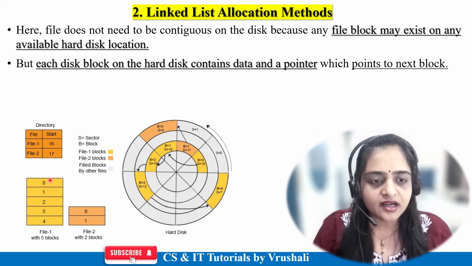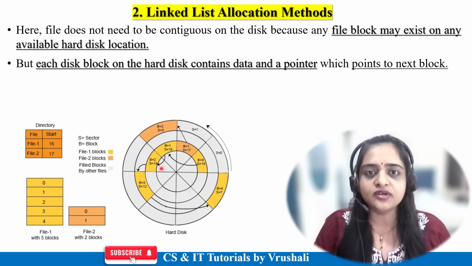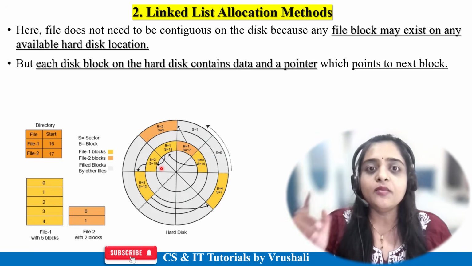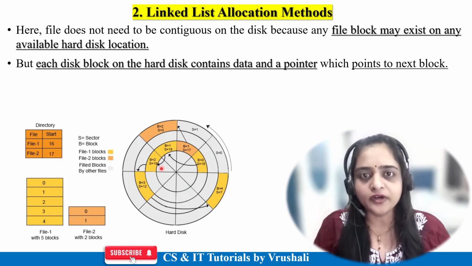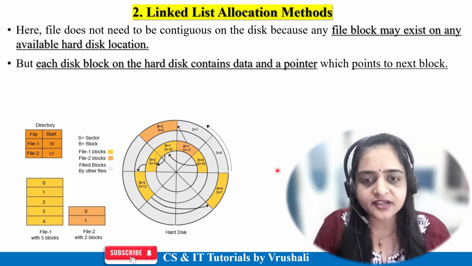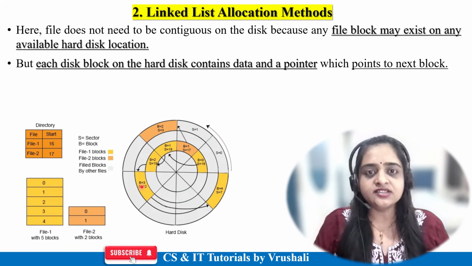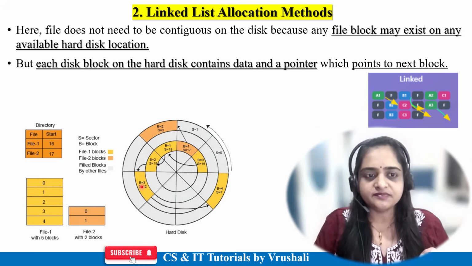See, in this file 1, block 0 is present at s equal to 16, that is sector 16. Then block 1 is present at s equal to 18. Block 2 is present at s equal to 19, meaning a scattered manner. But the linked list method uses the concept of a pointer. It points to the next part of that particular file. See here, after block 0, it points to block 1. Block 1 points to block 2. Block 2 points to block 3, and in this way it continues. So this is called the linked list allocation method.